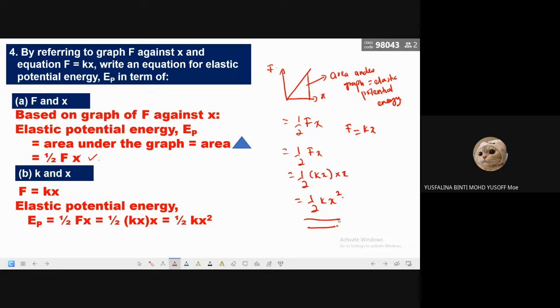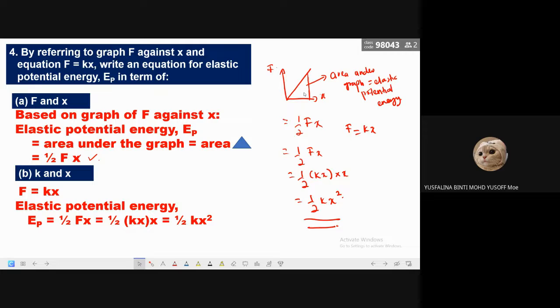So this is the formula if they give you the spring constant and also the extension. So there are three ways you can find the elastic potential energy. The first one is by using the graph, the area under the graph. If they give you a graph, you need to form the triangle first, then find the area.